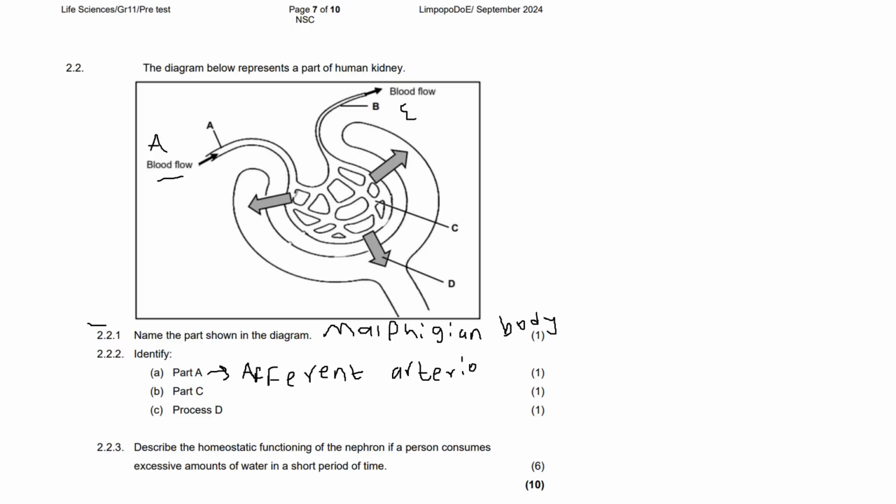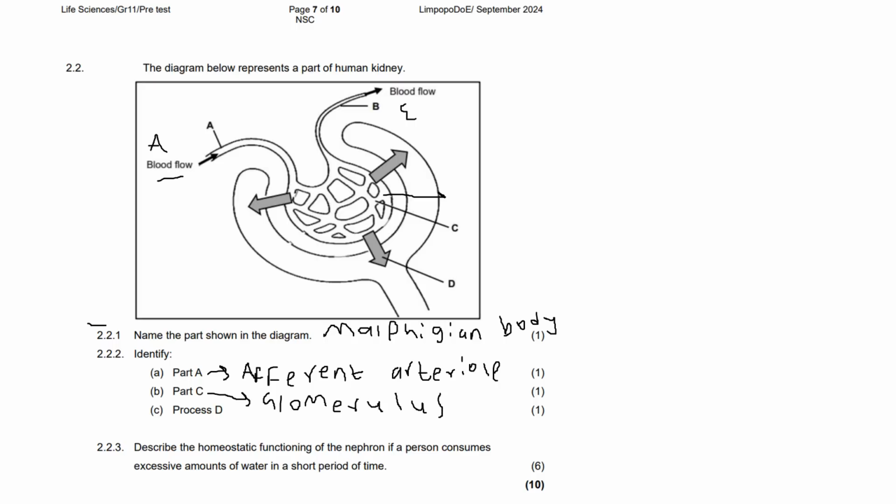And then they're also asking us for part C. They didn't ask for B, which will be the efferent. So they're asking for C. C is inside there. That will be the glomerulus. C will be the glomerulus.